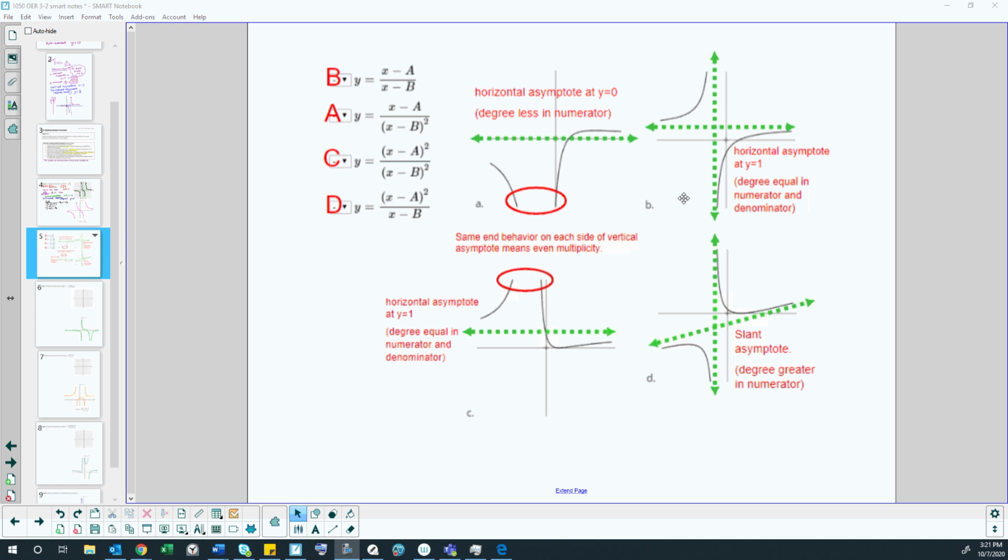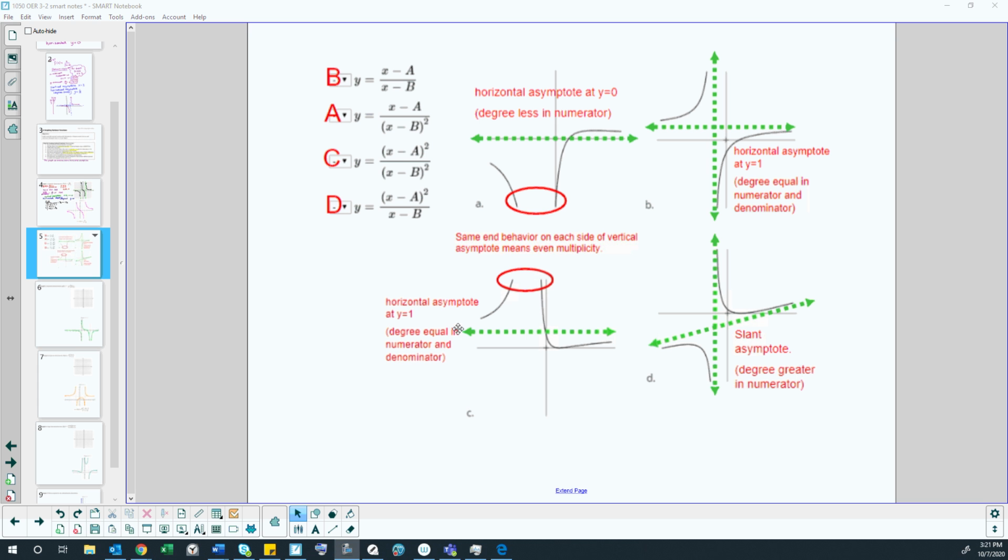Let's look at graph B. This is basically just our reciprocal function, only it's been reflected, and we saw that in section 3.1. So this actually matches up with our first equation. We just have a multiplicity of 1 on each branch of our graph. The degrees are the same, so the horizontal asymptote is at 1 because it's the leading coefficients divided, so 1 divided by 1, horizontal asymptote at 1. The vertical asymptote is at B, and then we have each branch of our graph. The ends of the graph are going in opposite directions around that vertical asymptote, this one up and this one down, because the multiplicity here is just 1 on each of those zeros.